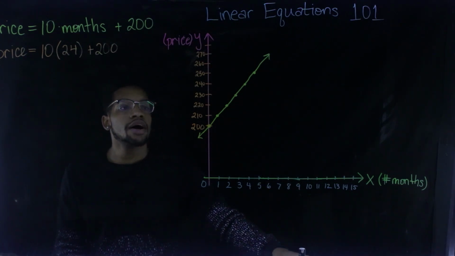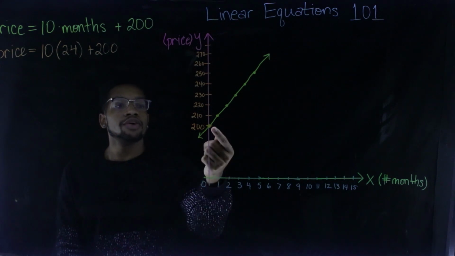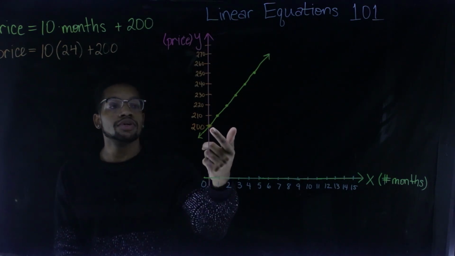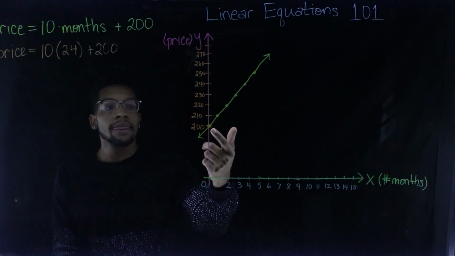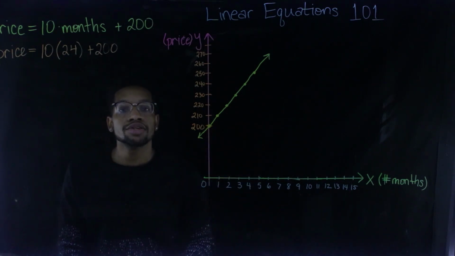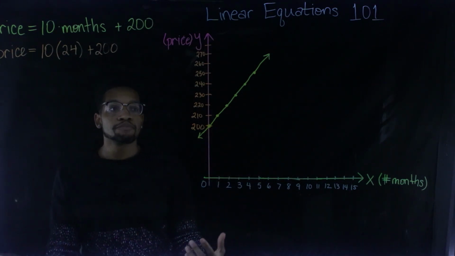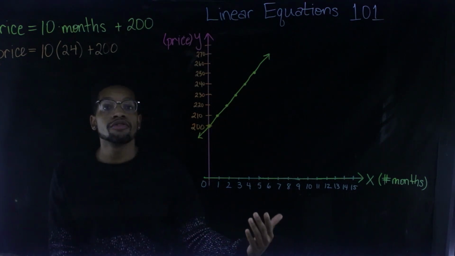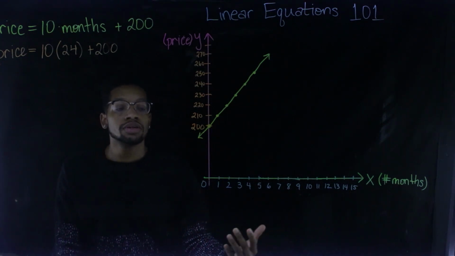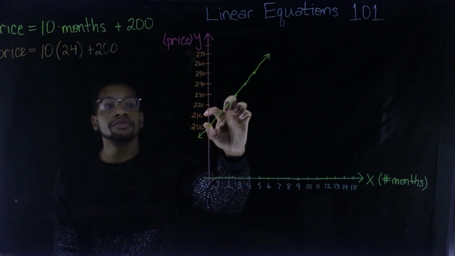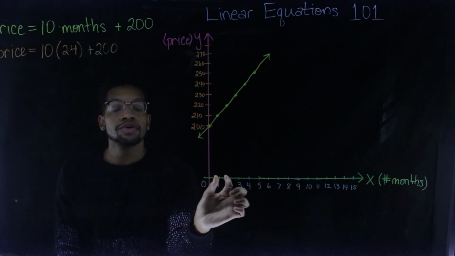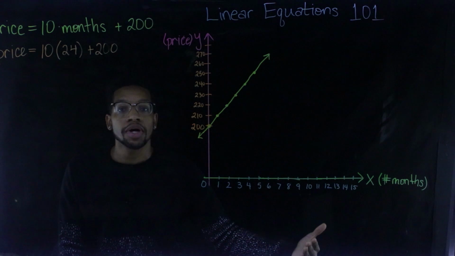You have some value that you start at, your initial value, which in this case is 200, and then you have what's called a rate of change. Basically, at what rate is my price changing? Well, it's changing at a rate of $10 for every 1 month of time that goes by.